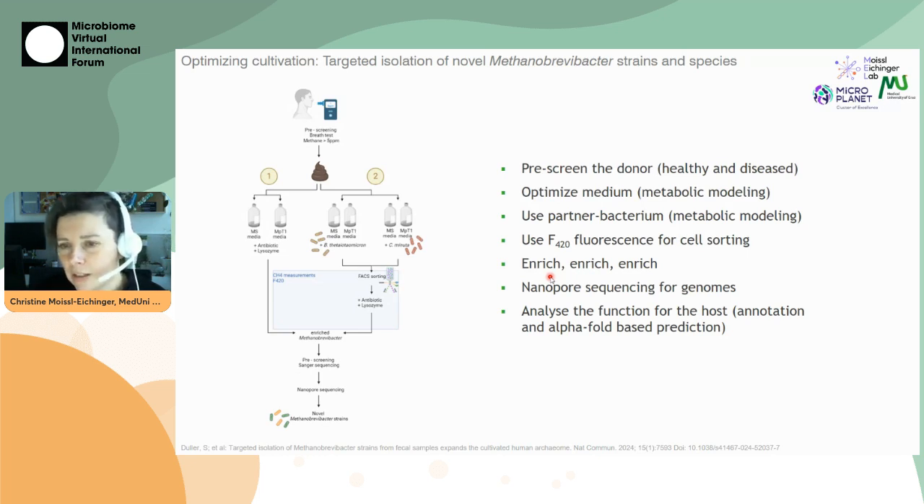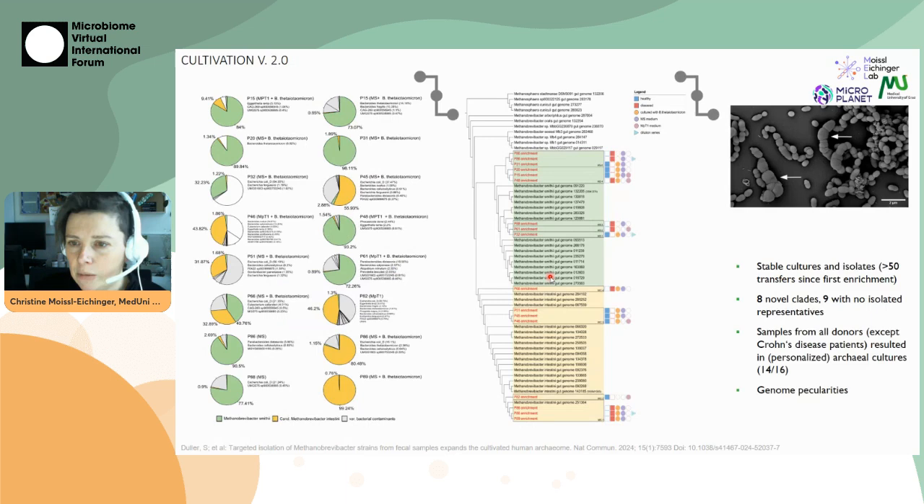So it's a laborious way, but basically we are now able to isolate archaea from each individual. Here, we tested for 16 different individuals, and from 14, we were able to obtain their Methanobrevibacter species, except Crohn's disease patients. These are different and special, and from them, we were not able to isolate any of these methanogenic archaea. So by this approach, we identified 8 novel clades of Methanobrevibacter, and they come with different genome peculiarities, which have to be analyzed now. And of course, we want to do mechanistic studies with all of them.